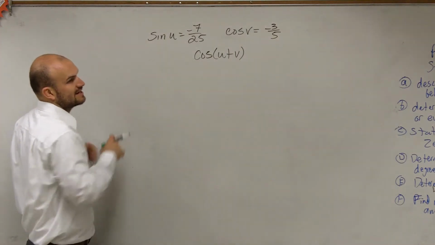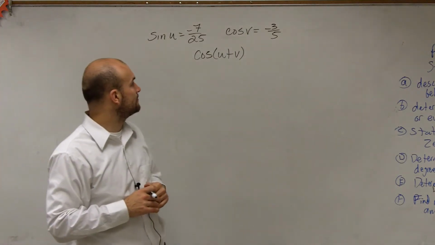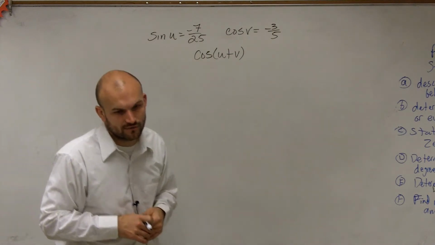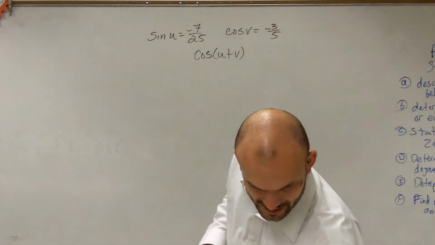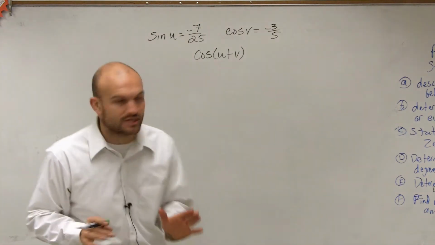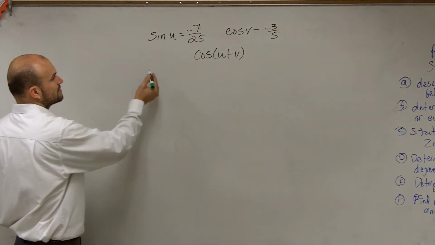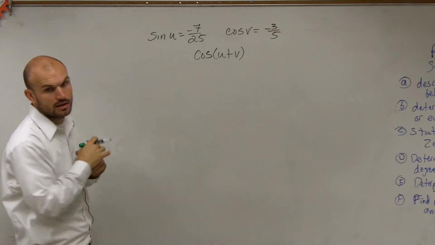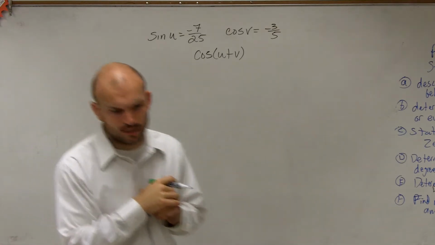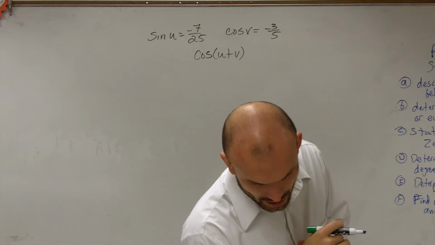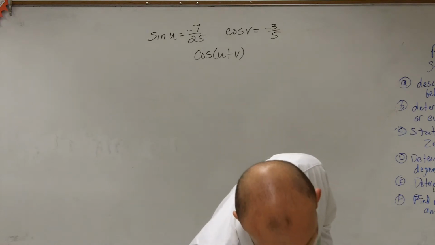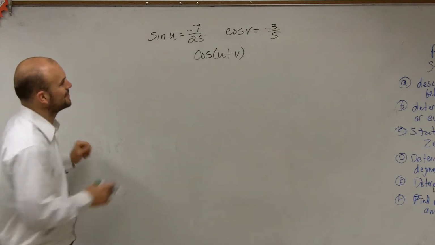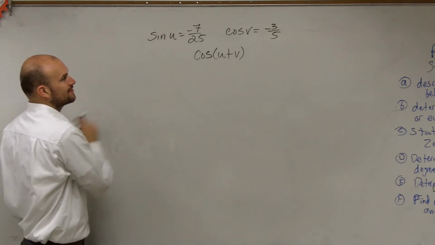So we look at this and say -7 over 25, and then cosine of v equals -3/5. Looking at this, it says both u and v are in quadrant number 2. Oh, I'm sorry, yes, in quadrant 3, because it's impossible to write that in quadrant 2. So yes, it says they're both in quadrant 3.